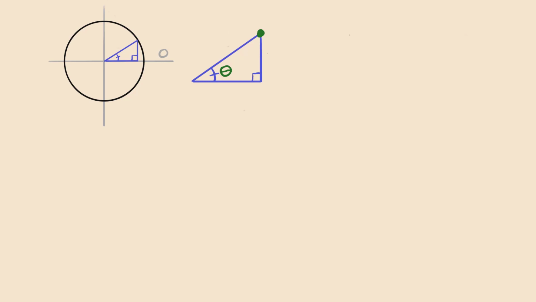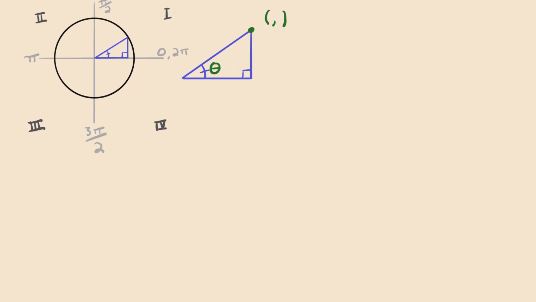So the angles going around the circle are 0, pi over 2, pi, 3 pi over 2, and 2 pi. Technically, 0 and 2 pi are the same angle. Also, the unit circle is split up into quadrants. As for the triangle, cosine is on the x-axis and sine's on the y-axis. Cosine goes left and right, sine goes up and down.